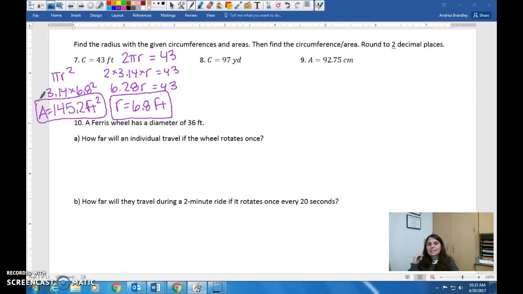So number 8 is the same idea, so I want you to go ahead and try this one as well. So you're going to find the radius and then find the area. So go ahead and pause the video.